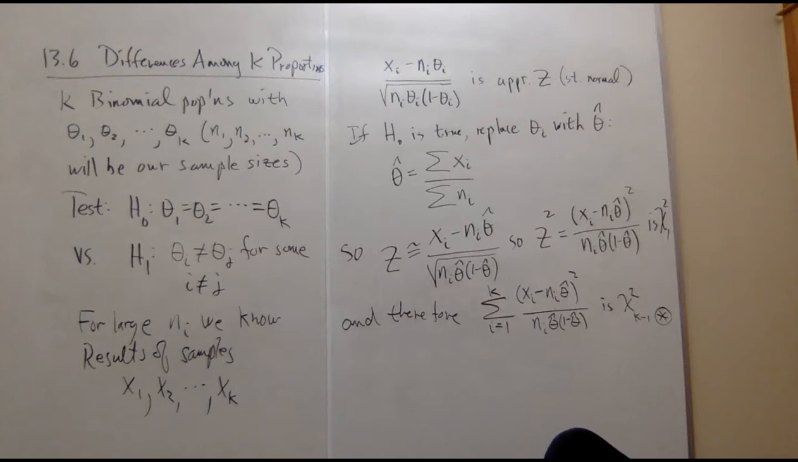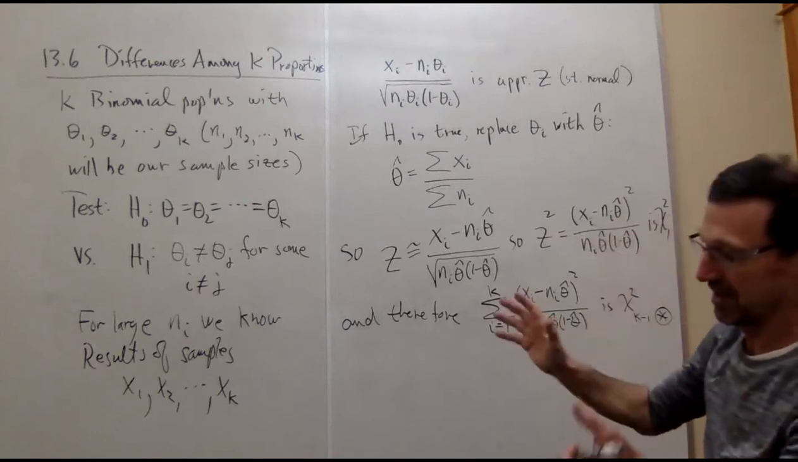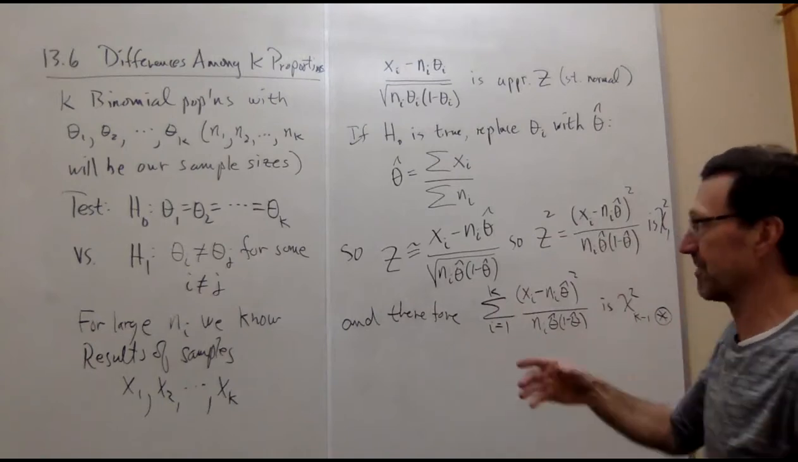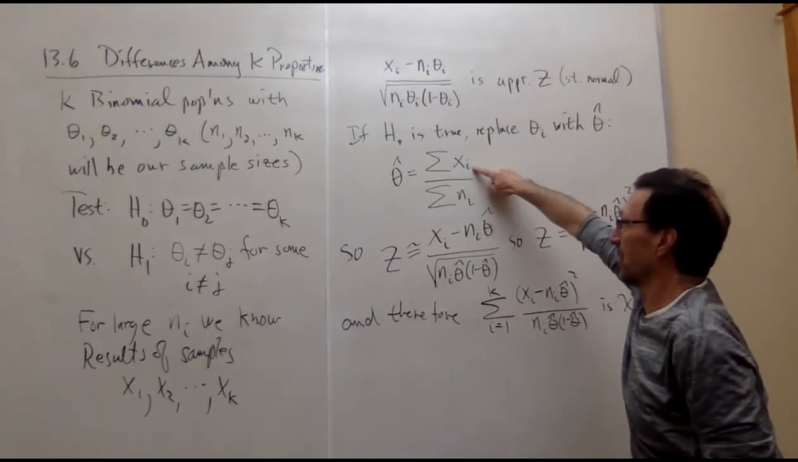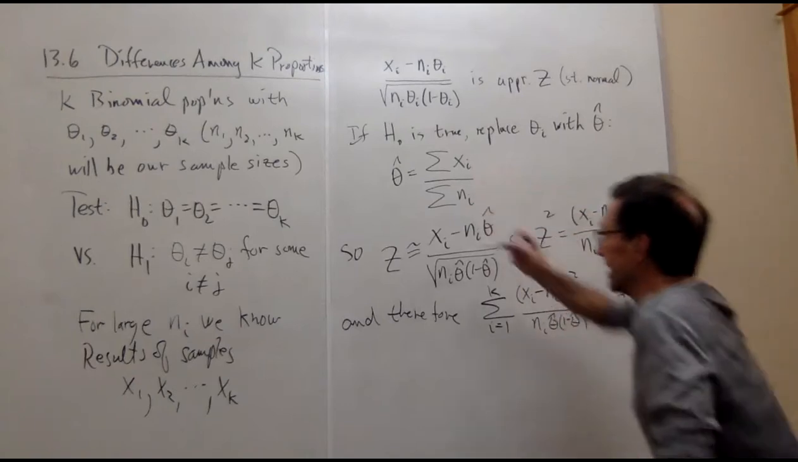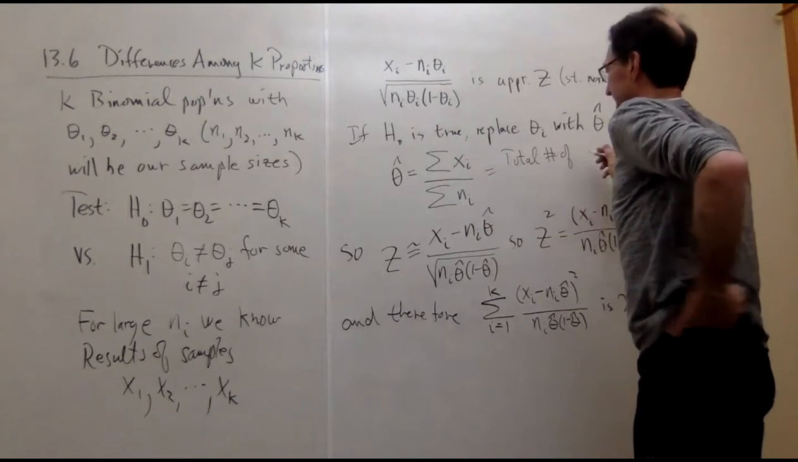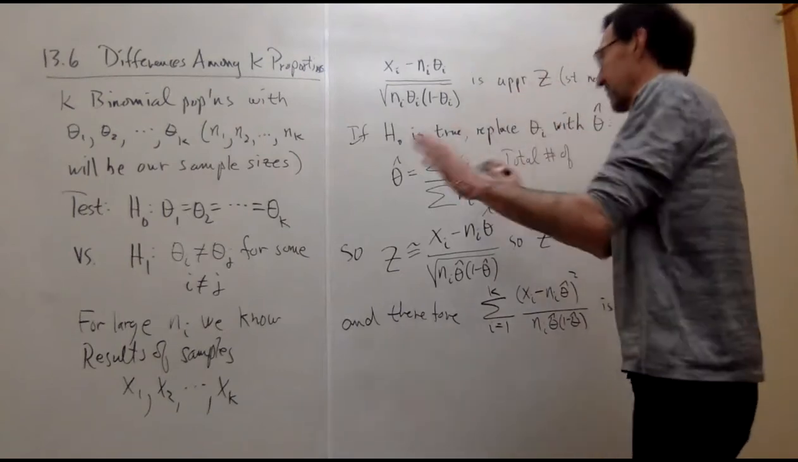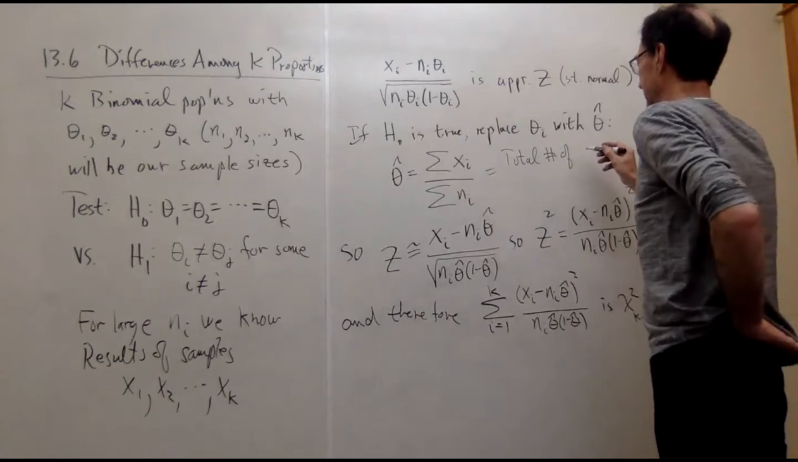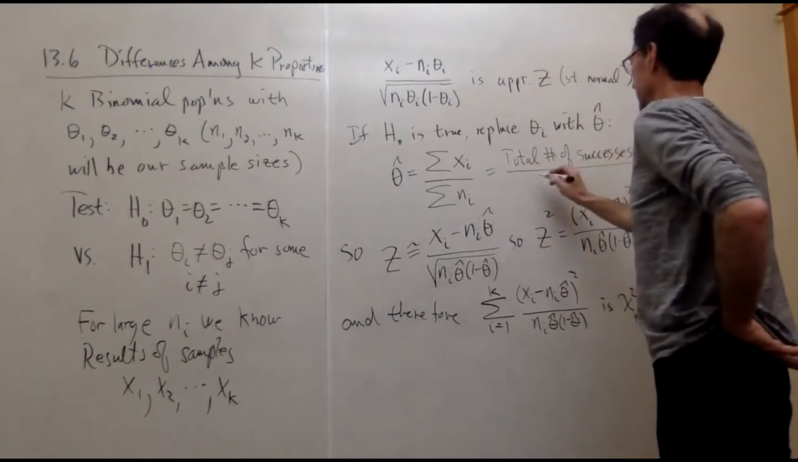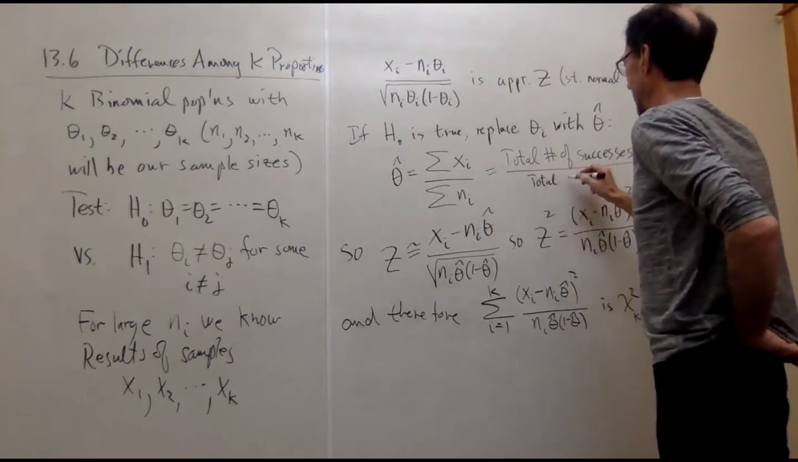And because we don't have a hypothesized value, theta 0, we're just going to use the estimator that we know is the best. If all of these populations have the same theta, then all of the information from my sample informs me. It gives me information about theta. So we're just going to put them all together. The total number of successes divided by the total sample size. That's our estimate. If the null hypothesis is true, everything gives me information about that common theta value. Total number of successes divided by the total sample size, all of the ni's added together.